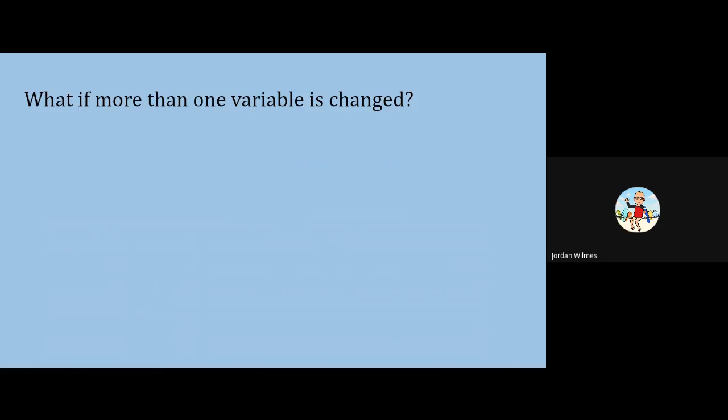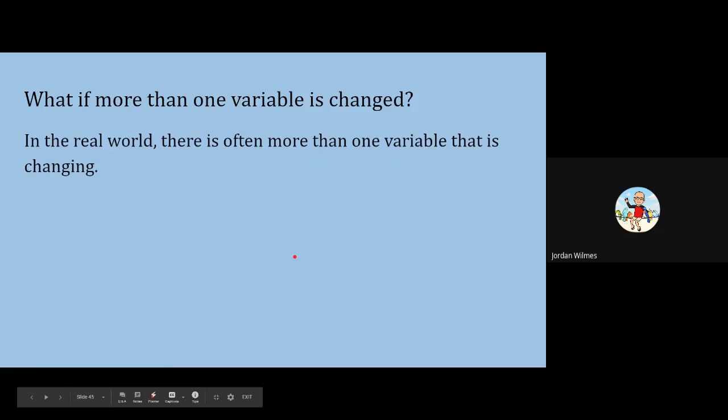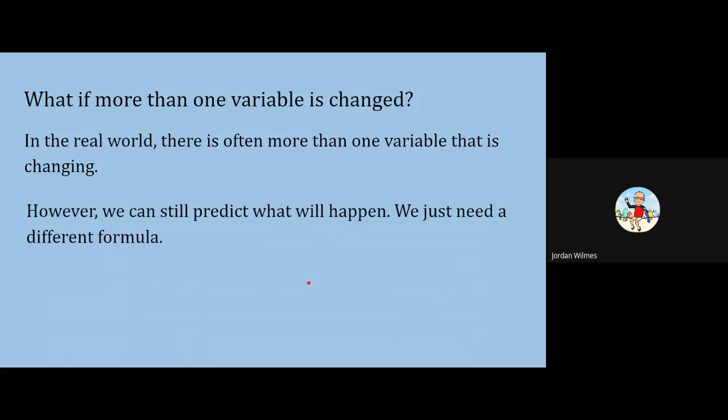Honestly, in the real world, it's pretty typical to have more than one variable change. It's actually pretty hard to keep one of them constant. Obviously in controlled environments, it's a lot easier, but out in nature, there's usually more than one variable changing. So what I want us to look at is, how do we predict, if two variables change, what's going to happen to that third one?